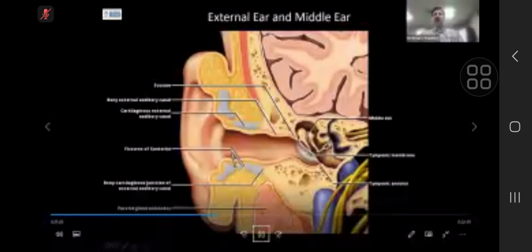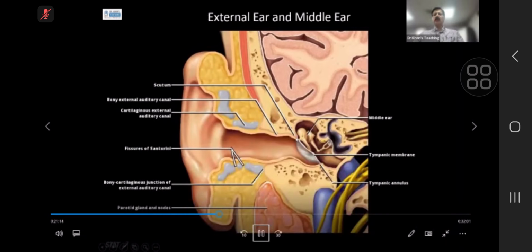The cholesteatomas occur at this site and they cause erosion of this scutum. So that is one of the key things to remember. Now, coming back to this anatomy, this is the tympanic membrane, this is the inner ear, and this is the middle ear. Now we have to concentrate on the middle ear. But look at the surrounding structures.